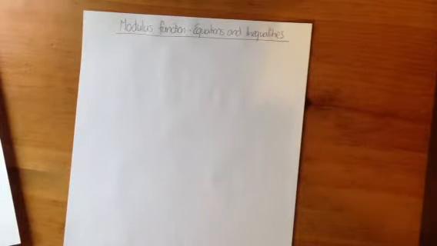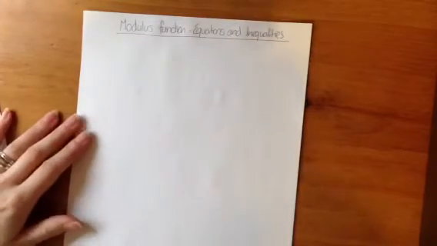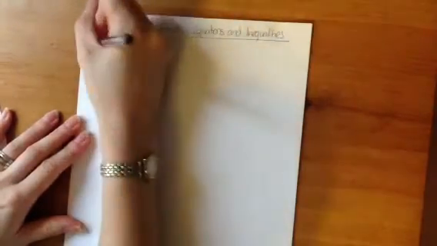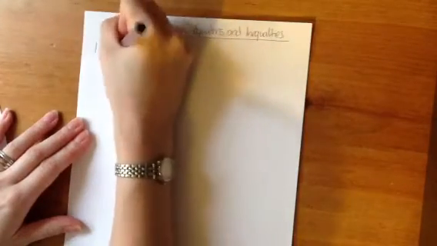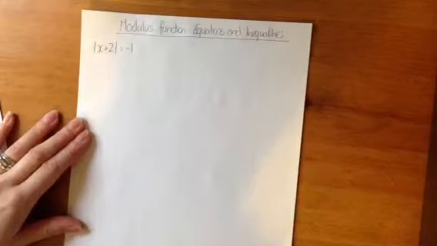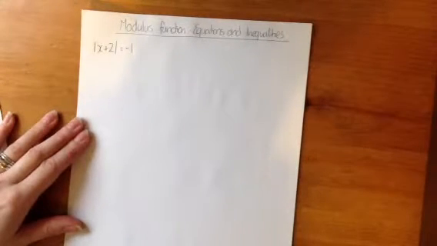Right, modulus function, equations and inequalities this time. So we're looking at how we use the modulus function to solve equations and to solve inequalities. Starting with equations first, if you've got the equation, the absolute value of x plus 2 equals minus 1, how do you know about solutions? You should be able to see that it has no solution, but can you figure out why?